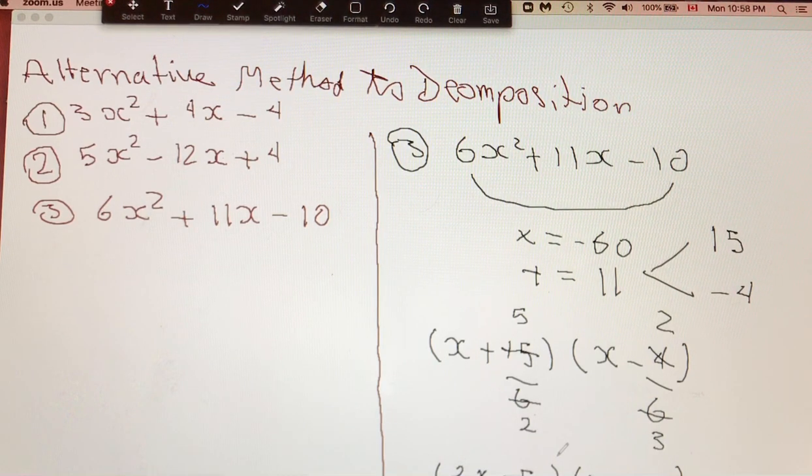I hope you like this method of factoring trinomials with leading coefficient. As I said, it takes half of the time of doing decomposition, so it will help you save time writing tests.